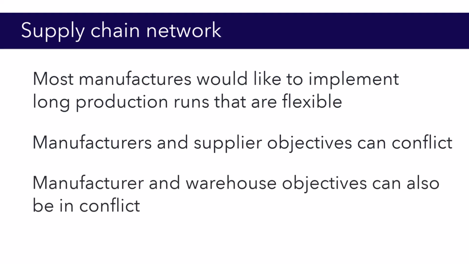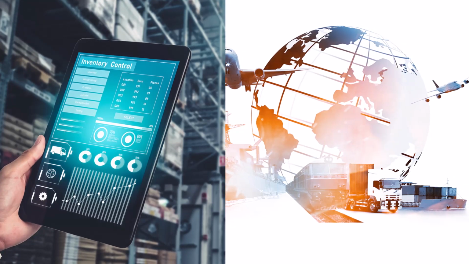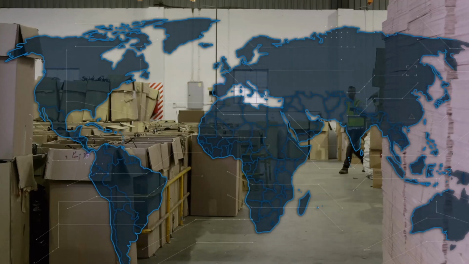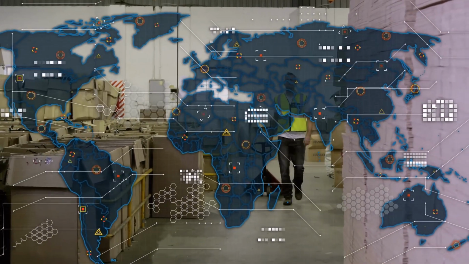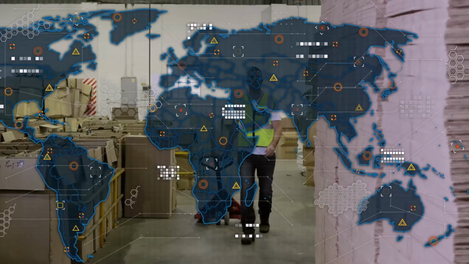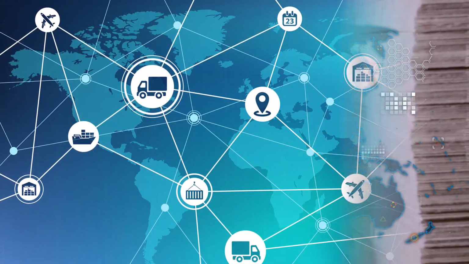Similarly, the objectives of manufacturers to implement large production batches can conflict with that of warehouses and distribution centers that want to minimize inventory. Typically, trying to reduce inventory can adversely affect transportation costs. Given the distributed locations of different facilities, it becomes quite complex to design an effective supply chain that reconciles all these competing and sometimes conflicting objectives.